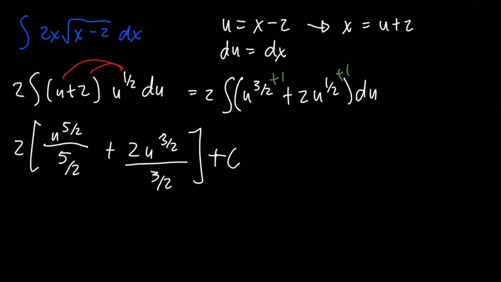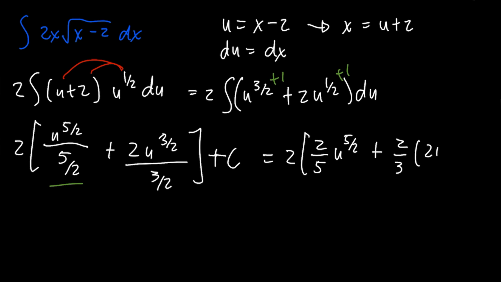Then let's simplify this. We can rewrite this as 2/5 u raised to 5/2 plus 2/3 times 2u raised to 3/2 plus c.